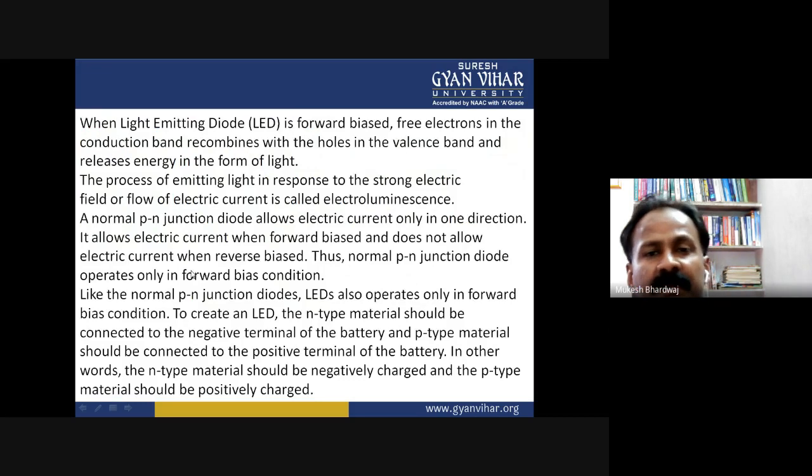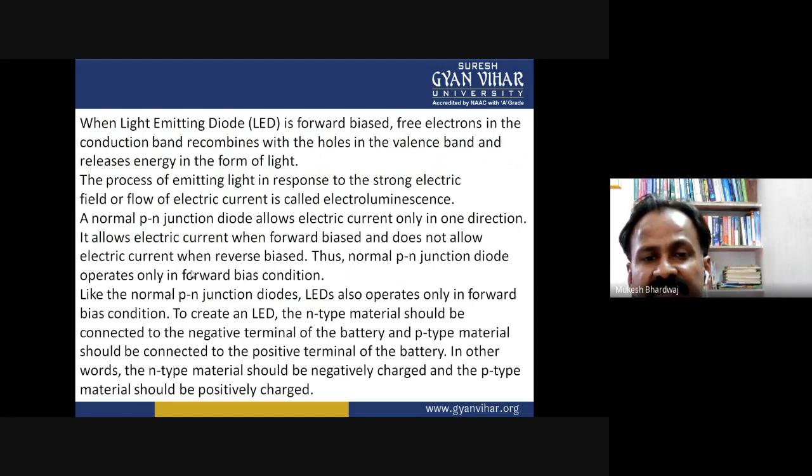When a light emitting diode is forward biased, free electrons in the conduction band recombine with the holes in the valence band and release energy in the form of light. The process of emitting light in response to the strong electric field or flow of electric current is called electroluminescence.